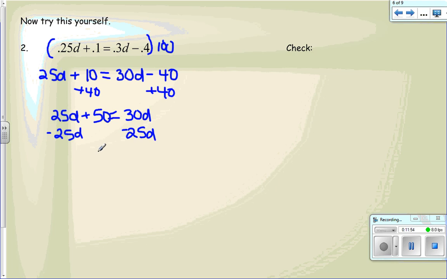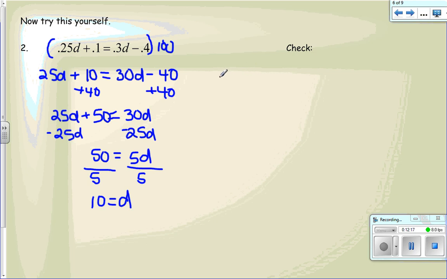And I'm left with 50 equals 5d. I'm going to divide both sides by 5. And I get d equals 10. So again, I'm going to have to check it by plugging my value for d back into the original equation.